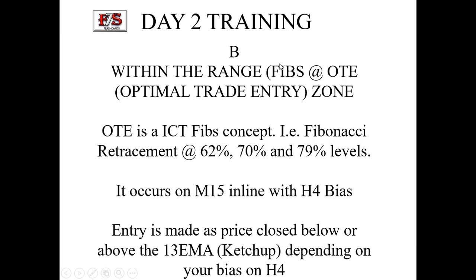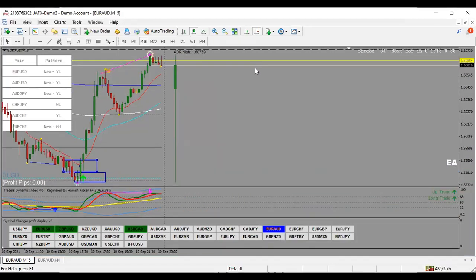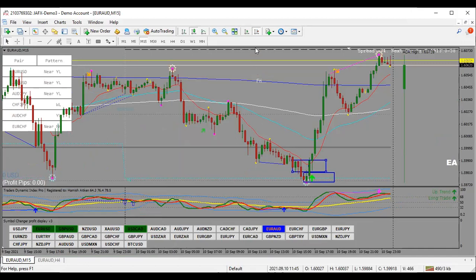Within the range, we are talking about using what? Fibonacci retracement at the OTE zone, optimal trade entry. At OTE levels, right? OTE is an ICT concept, right? Fibonacci retracement at the 62%, 70% and 79% retracement levels. It occurs on M15 in line with the H4 bias. So we use it on M15, right? That means when price did not go outside of the range, that is when we use these OTE setups, right?